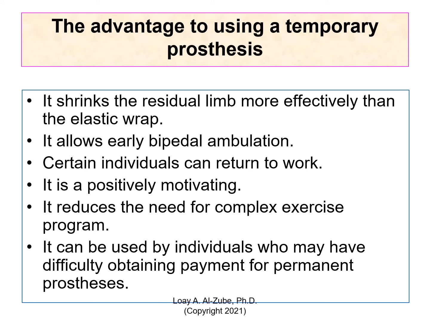The advantage of a temporary is that it shrinks the residual limb. That's another important thing. If the residual limb is left without a socket, it will continue swelling because the body is not used to it. And there are a lot of things that happen. The bone will start to degrade, and liquids will start accumulating in it, especially if it's a lower extremity. It allows earlier bipedal ambulation if it's a lower extremity. The patient can return to work. Yep, that's important.